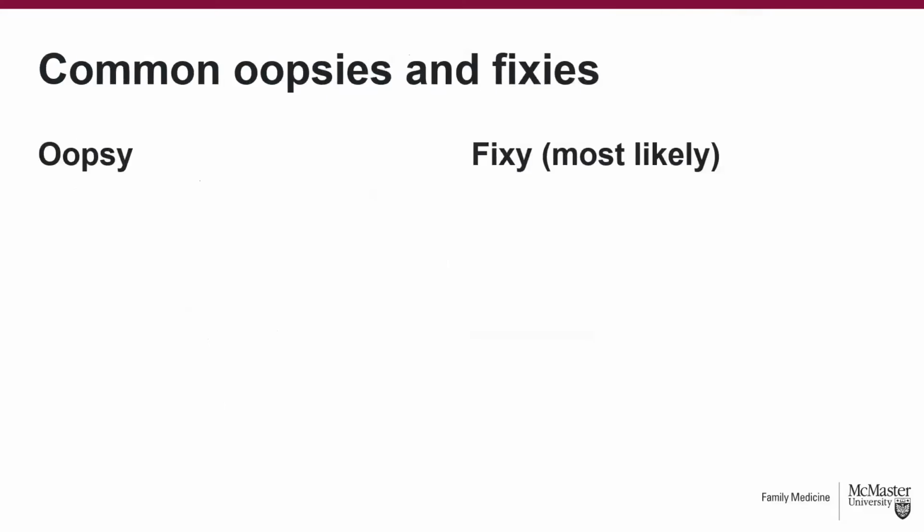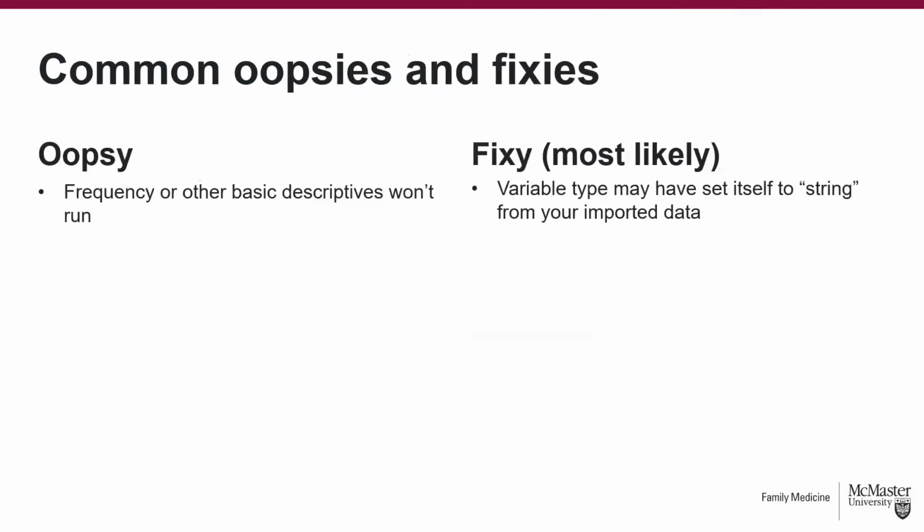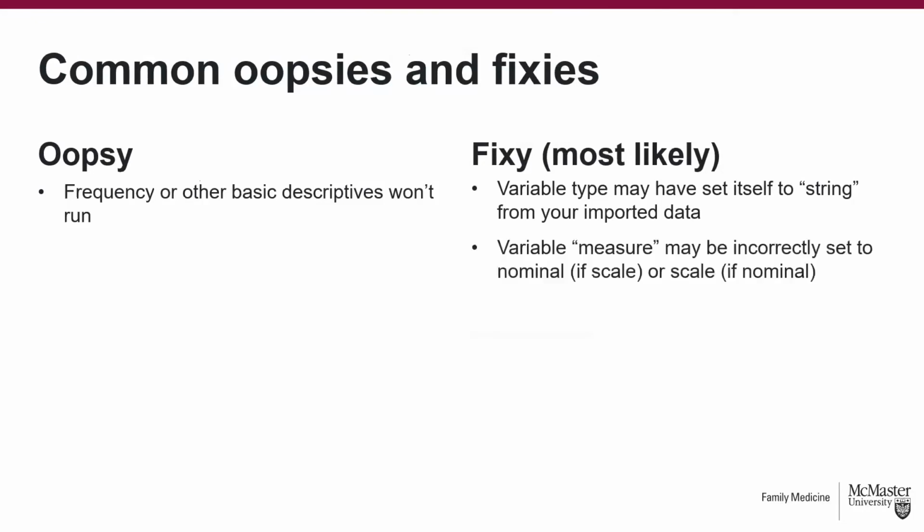Next. Right. So these are common oopsies and fixies. We've kind of touched on some of these, but it's a good little review here. One of the oopsies is if your frequencies or other basic descriptives just won't run. You go through the menu and try to run it and it says no. It might be, again, that your variable type is set as a string from when you imported the data and it doesn't know how to handle that. Or it might be that the variable measure was incorrectly set to nominal if it was scale, or scale if it was nominal. So again, always going back to the structure of your data.